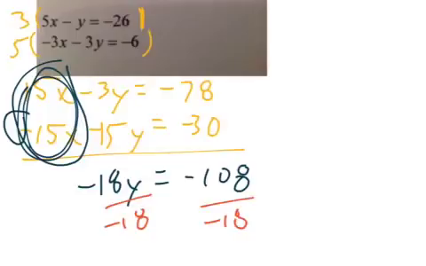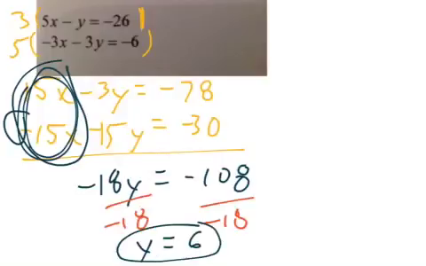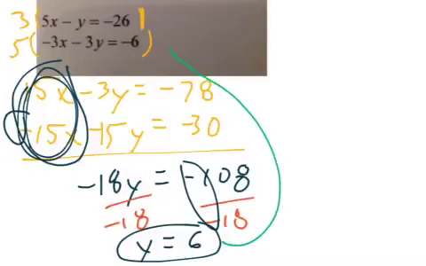Now it's just a matter of dividing by negative 18. Divide by negative 18. And I get y equal to positive 6. By the way, please be careful with your negatives. A negative divided by negative is always positive, right? So now that I know y is 6, I'm now going to, of course, plug it in. I'm going to choose the first one.